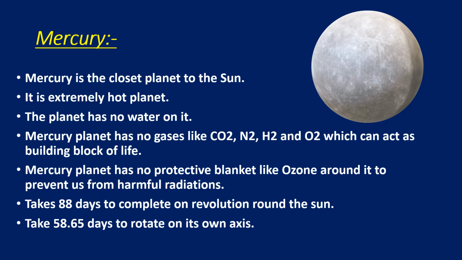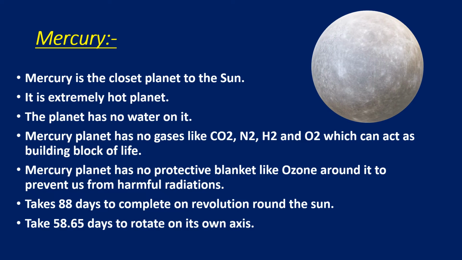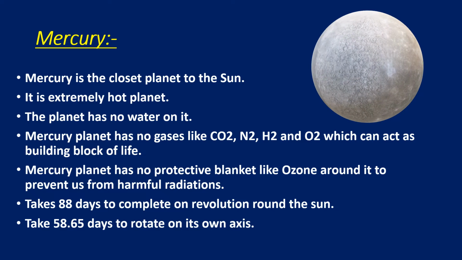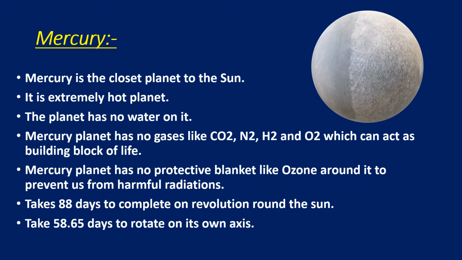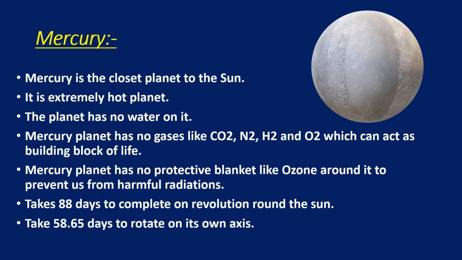Mercury. Mercury is the closest planet to the Sun. It is an extremely hot planet. The planet has no water on it. Mercury has no gases like CO2, N2, H2 and O2, which can act as building blocks of life. Mercury has no protective blanket like ozone around it to protect us from harmful radiations.